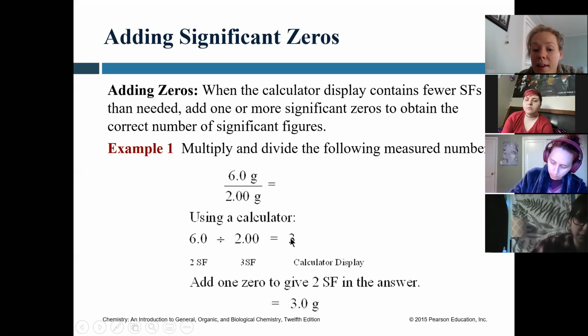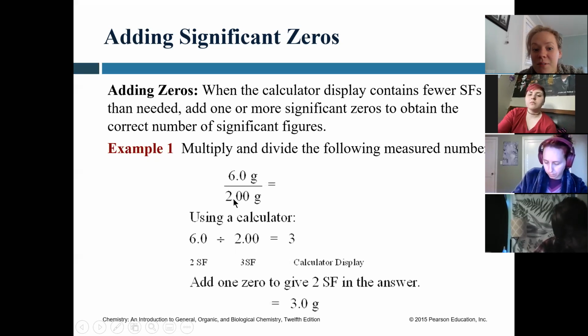I have to give it a little bit more significance or precision. The way that I do that is I hit a decimal and then I tack on a 0. And you can add as many zeros as you need to get that certain amount of precision. So let's say this was 6.0000 and this was 2.0000. We needed like 5 sig figs. I would tack on 4 more zeros to get that precision. Does that make sense why you would add a 0?